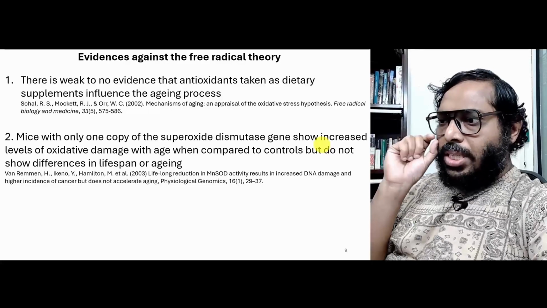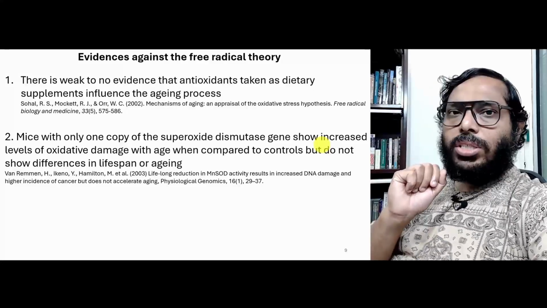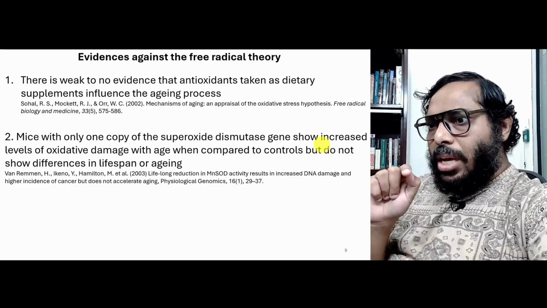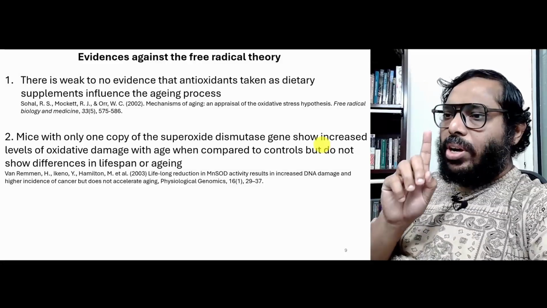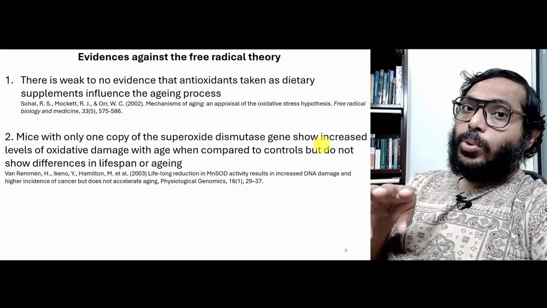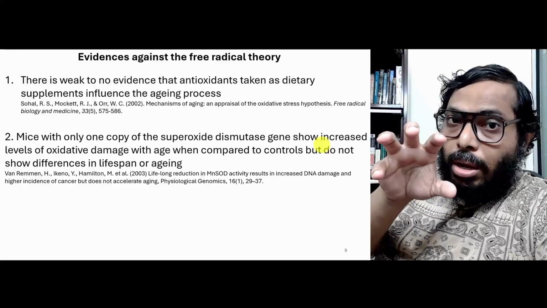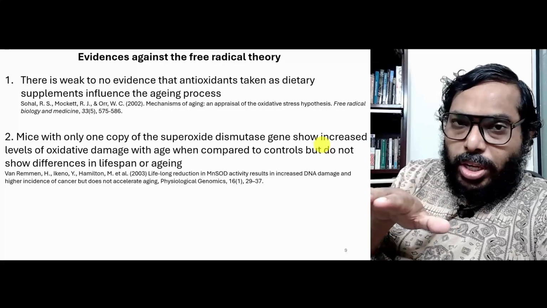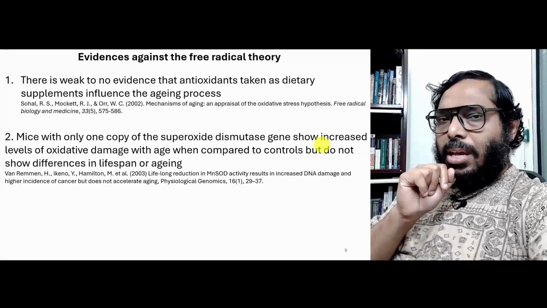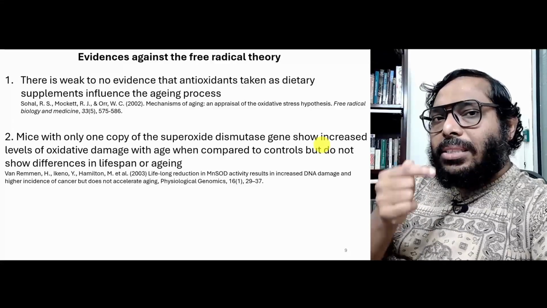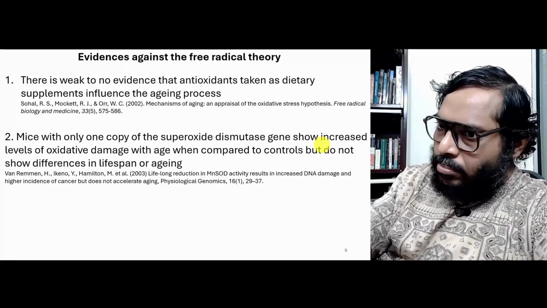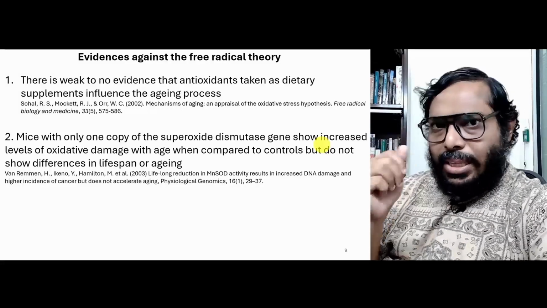So, in one such experiment, what Remen et al. did was they looked at mice in which there is only one functional copy of the superoxide dismutase gene. Remember, superoxide dismutase plays a role in cutting down the ROS molecules, getting rid of the ROS molecules. So, if that be the case, then you expect such mice to show greater amount of oxidative damage. Turns out they see that.